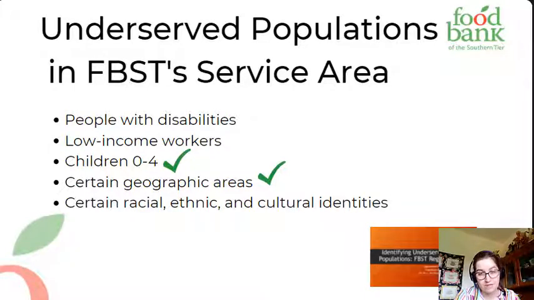In certain geographic areas, that's also covered. We have addresses for most people in FreshTrack. Even if they don't provide an address, they usually provide a road or at least a zip code. So we also have a pretty good sense of what geographic region folks are in. But if you look at these other categories, people with disabilities, we don't ask anything about disability status right now. Low-income workers, we don't ask about income or employment status. And then racial, ethnic, and cultural identities, we aren't asking about that either.